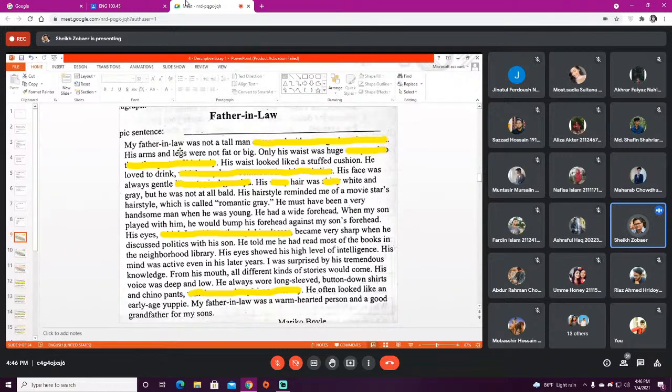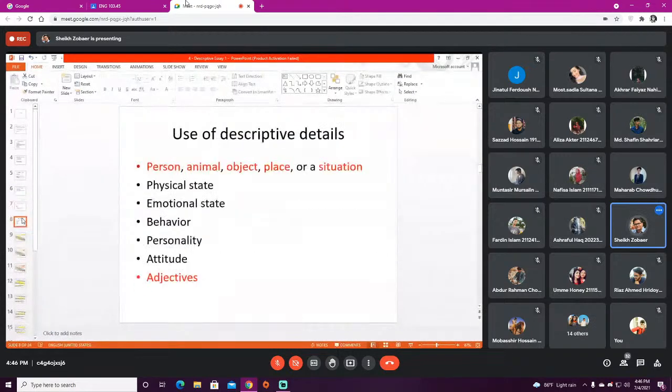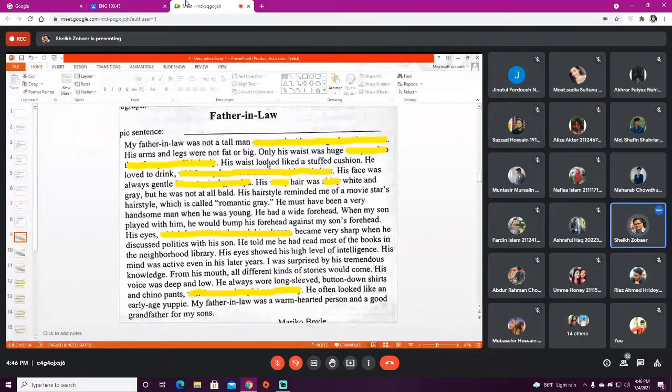Okay, let's read the first sentence. So the writer is writing or has written a descriptive paragraph about her father-in-law. Okay, so description of a person. Let's read the first sentence. My father-in-law was not a tall man. Okay, and the rest is hidden. Okay, let's say the sentence ends here. As an opening sentence, it works fine. Okay, I don't see anything wrong.